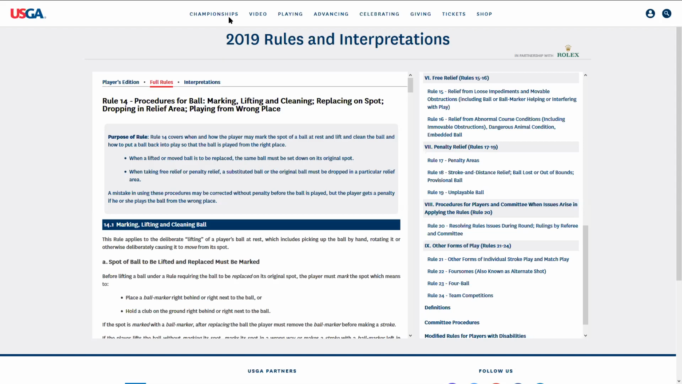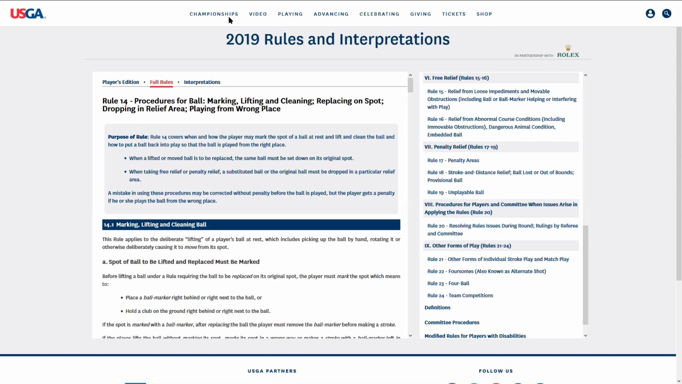4, any procedure that requires dropping will always include dropping in a relief area. You never drop in a spot, and you never drop on a line. You always drop in an area. 5, rules now state that putting a ball into play is an intentional act. We'll see on the putting green how that comes into play.